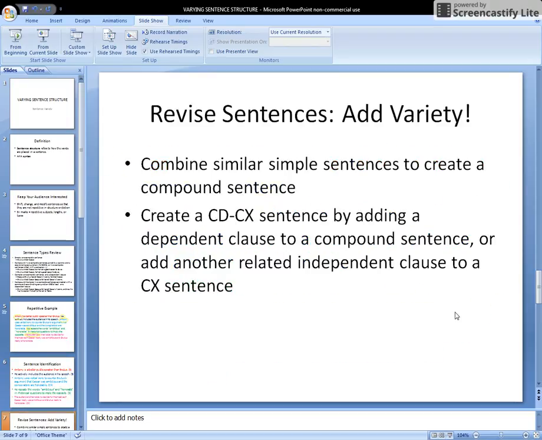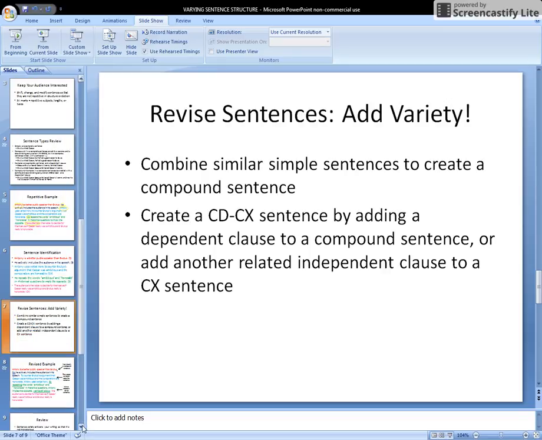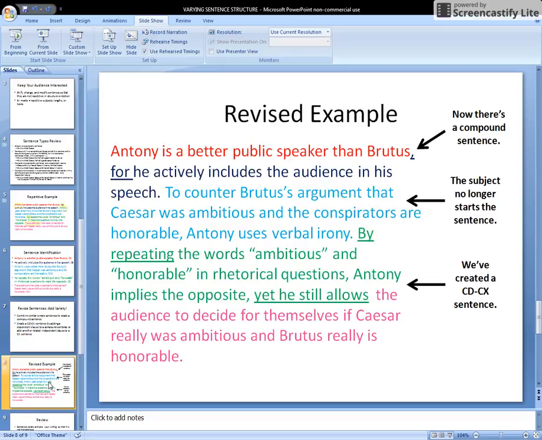So to revise sentences, you want to add that variety. It adds a little spice. You can combine similar simple sentences to create a compound sentence, or you can create a compound complex sentence by adding a dependent clause to an already existing compound sentence, or you can add another independent clause to an existing complex sentence for this particular paragraph. So let's take a look at that example now after it's been revised.